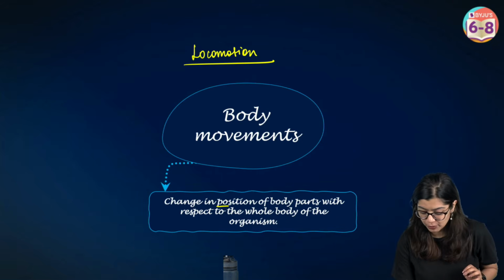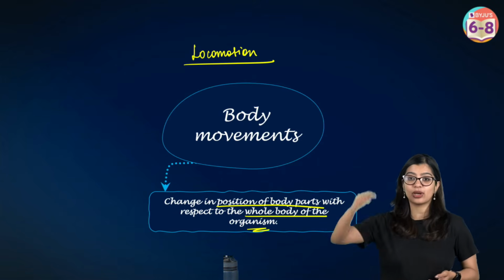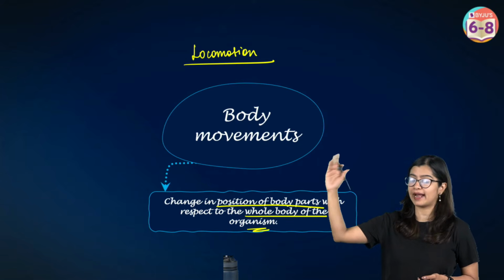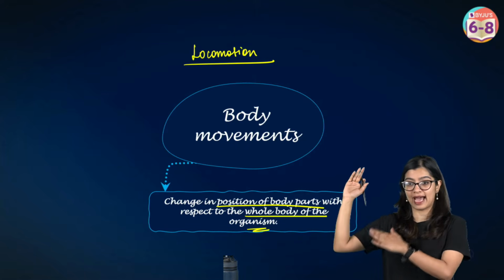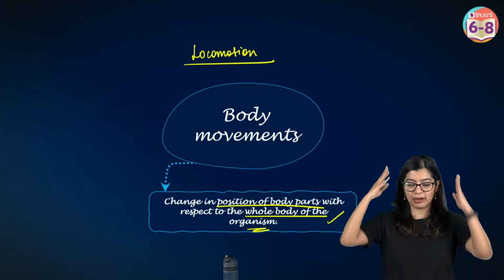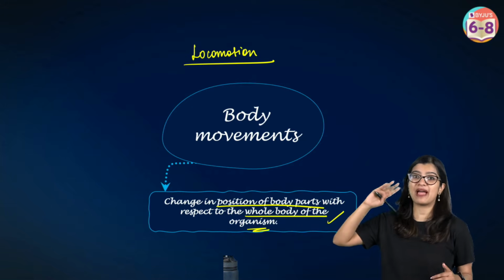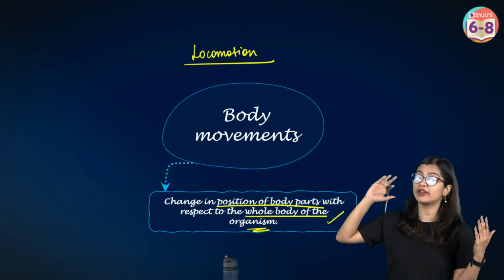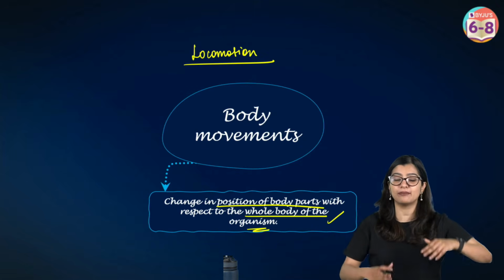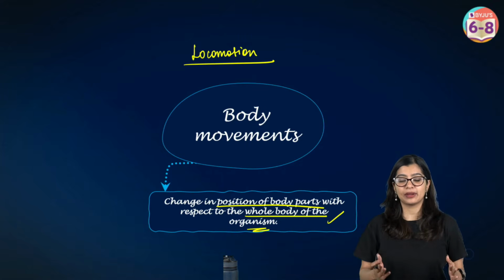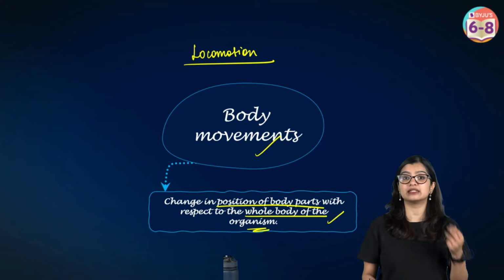Movement is nothing but the change in position of a body part with respect to the whole body of the organism. So if I have my hand here and I move my hand left and right, there is a change in position of my hand with respect to my whole body, right? My whole body is there as it is at one point, but my hand is moving. I will not say my hand is locomoting, but I will say my hand is moving from left to right. Or if you stand in one place and you march, you bring your left leg up, then your right leg up, your legs are moving. But the remaining part of your body is not going from one place to another. So that is what we mean by the term movement.